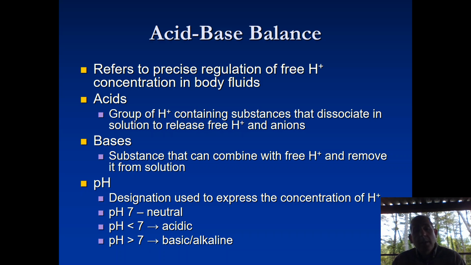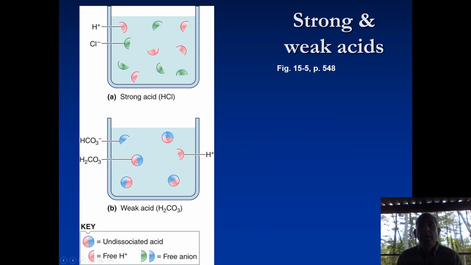And bases are substances that can bind with free hydrogen ions and remove them from solution, where a strong base has a strong tendency to do that, and a weak base has a weaker tendency to do that. When we talk about pH, remember it's an inverse log scale of the concentration of free hydrogen ions, where a pH of 7 is neutral, a pH of less than 7 is acidic, and a pH of greater than 7 is basic or alkaline.